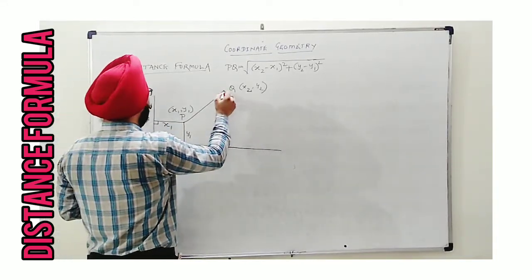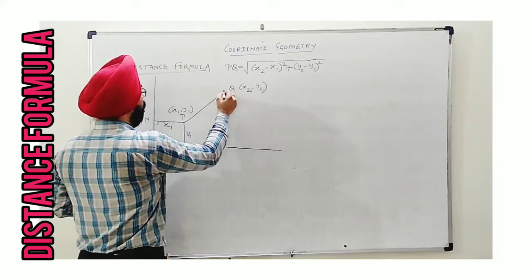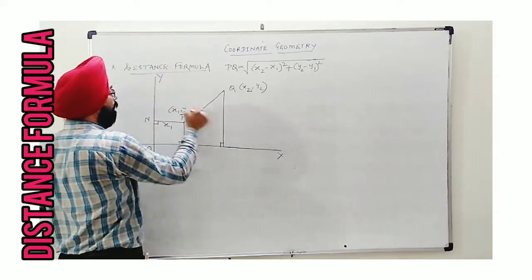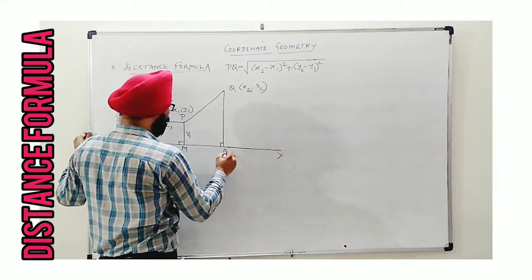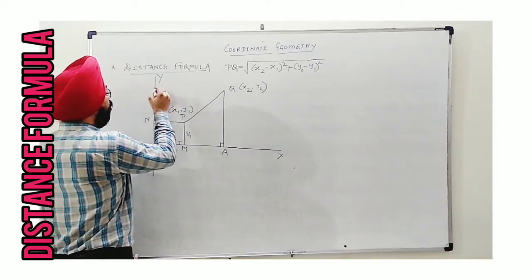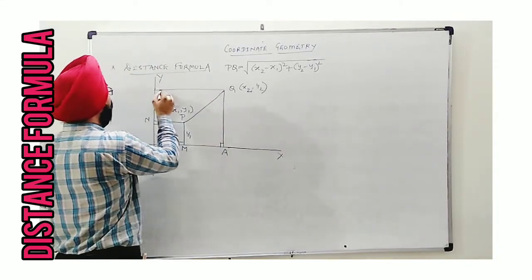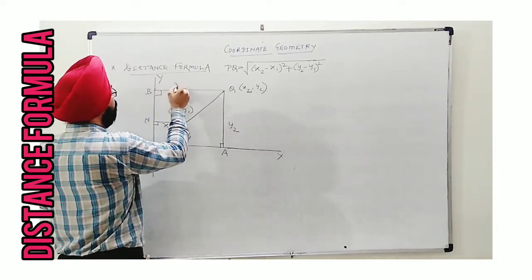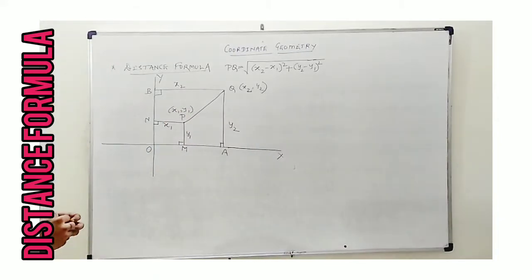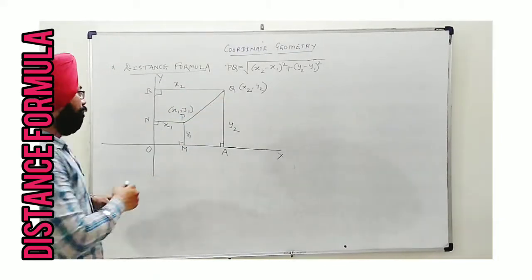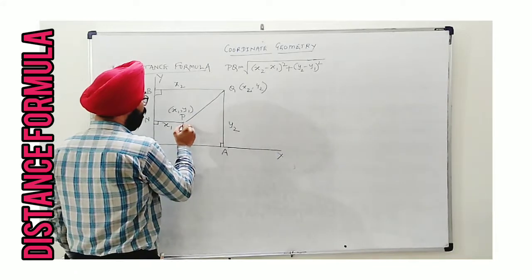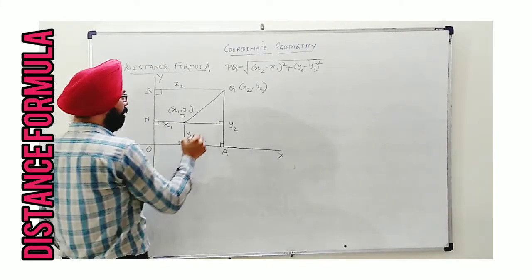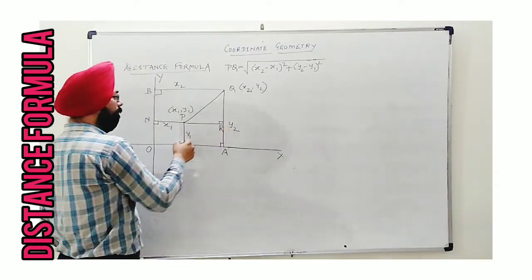Okay. Similarly, if I draw a perpendicular from Q to the x-axis as QA and to the y-axis as QB, then QA is y2 and QB is x2. Now think of it, I need this distance PQ. So we will draw a perpendicular from P to this line segment QA. And suppose the name of this foot is R.